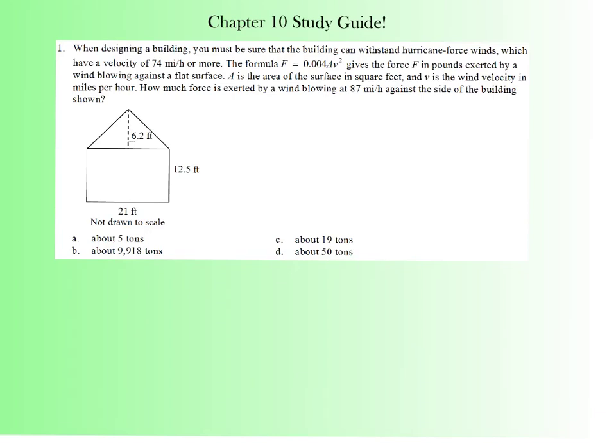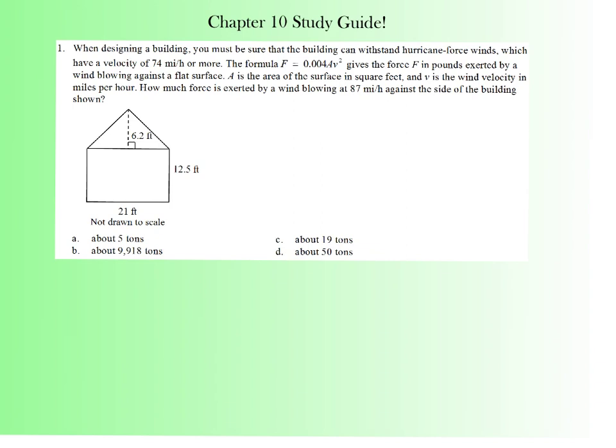Alright, you guys, let's start this Chapter 10 study guide. So, number 1 is a really long word problem. It says, when designing a building, you must be sure that the building can withstand hurricane force winds, which have a velocity of 74 miles per hour or more.